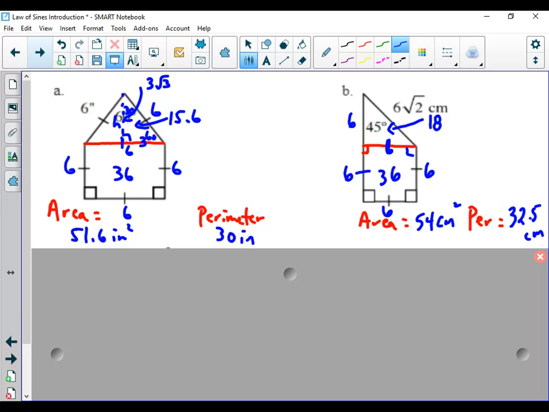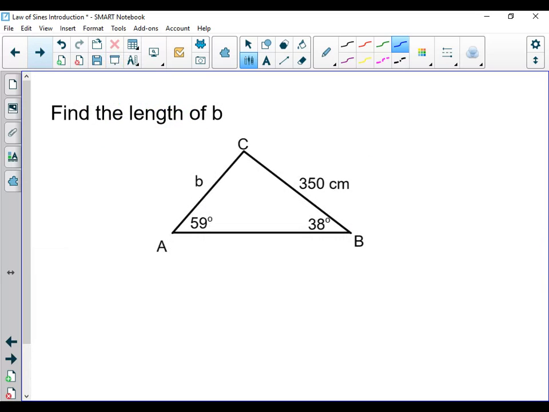What we haven't been able to attack yet is something like this, where I'm given this information, and I want to find the length of side B. So I know about 2 of the angles right now. I know one of the sides over here, but I want to find this other side. And I may look at those 2 angles and think, well, maybe if it's a right triangle, I can use some of these options that we've been talking about.